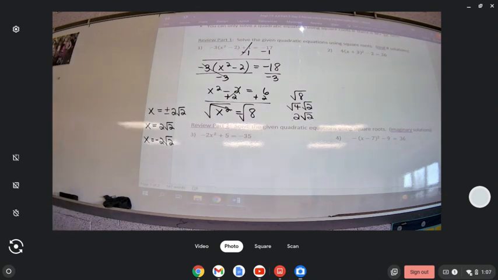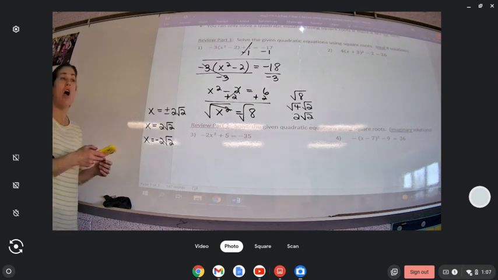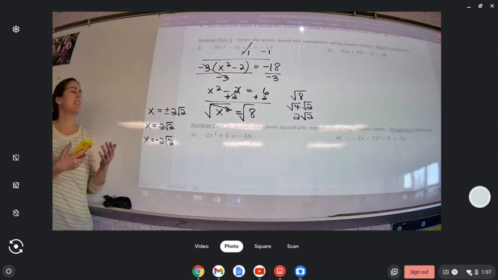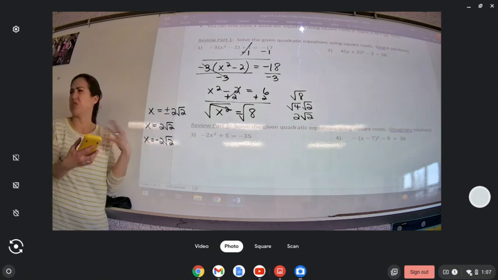Go ahead, Jake. Would it be wrong if you put plus or minus the square root of 2 and then the 2? No, it's just we don't tend to write it like that. Because then it gets mixed up like, wait, who's under the square root and who's not?